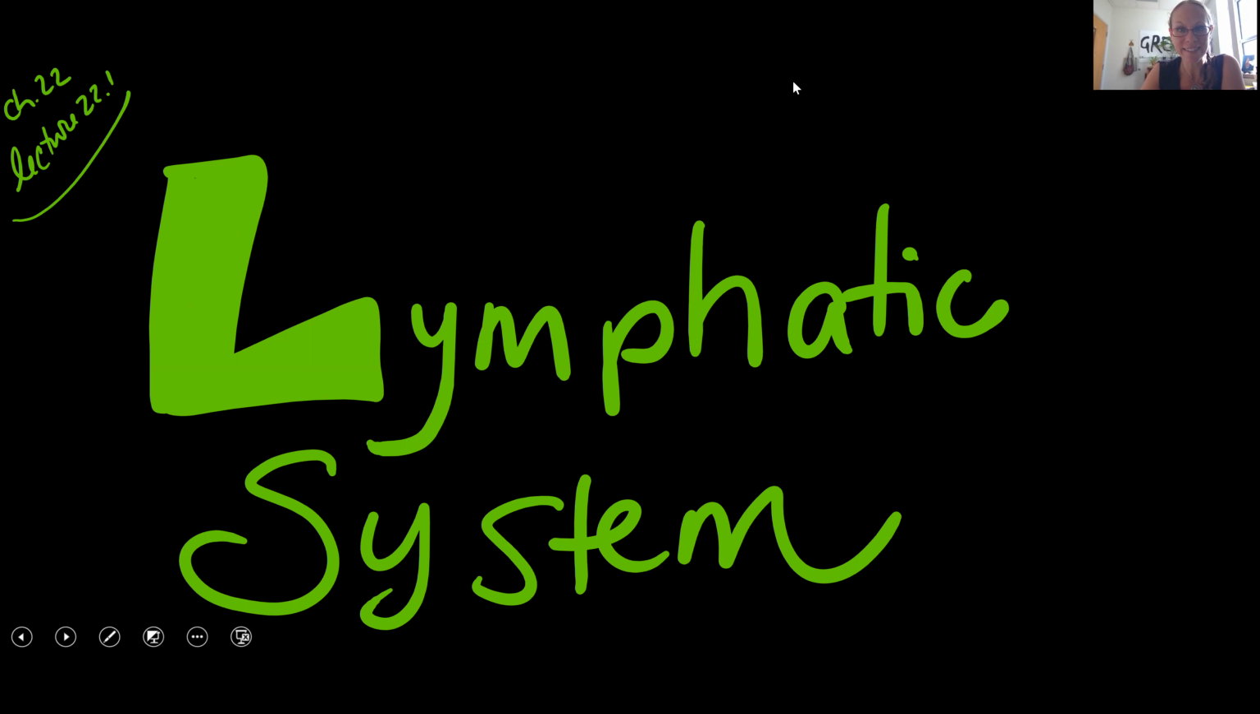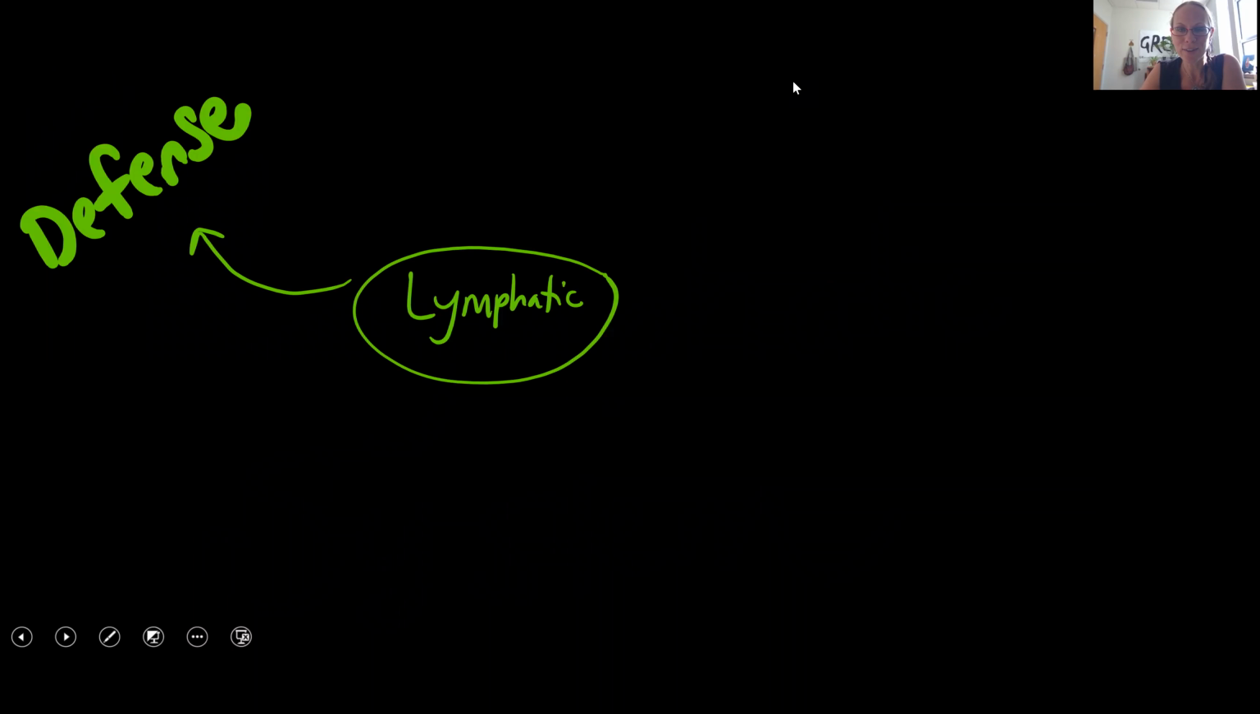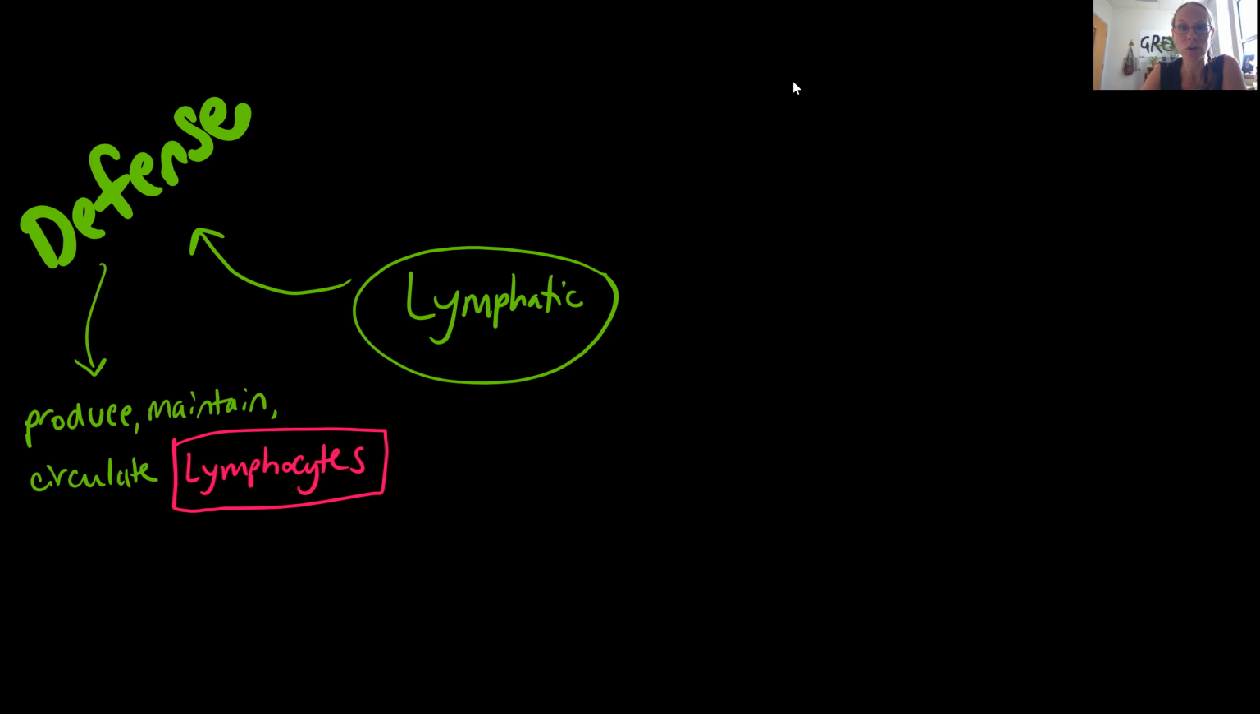So let's get started. We already know from Chapter 1 of the course that the job of the lymphatic system is defense. And what we really see then is that the lymphatic system has the job of producing and maintaining and circulating what are called our lymphocytes. And these are going to be our white blood cells that are involved in what we typically refer to as our immune response. Now, when we talk about defense, there's actually two types.